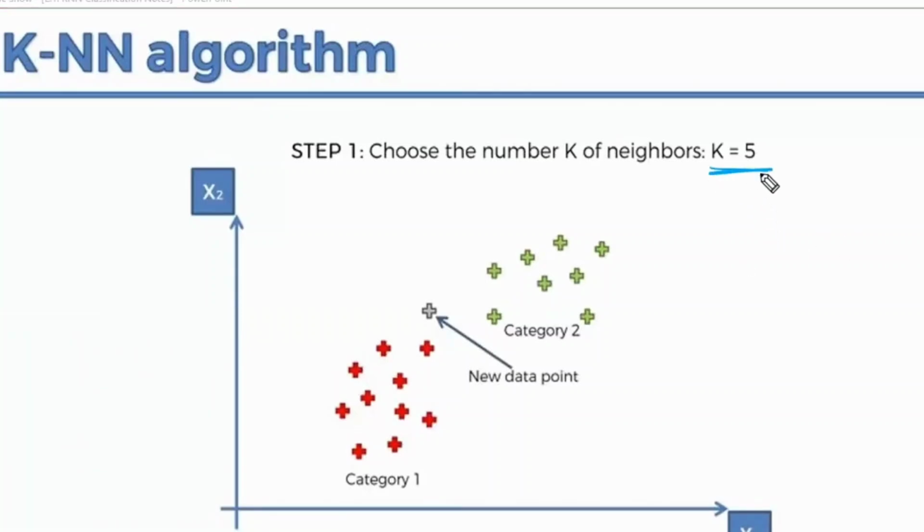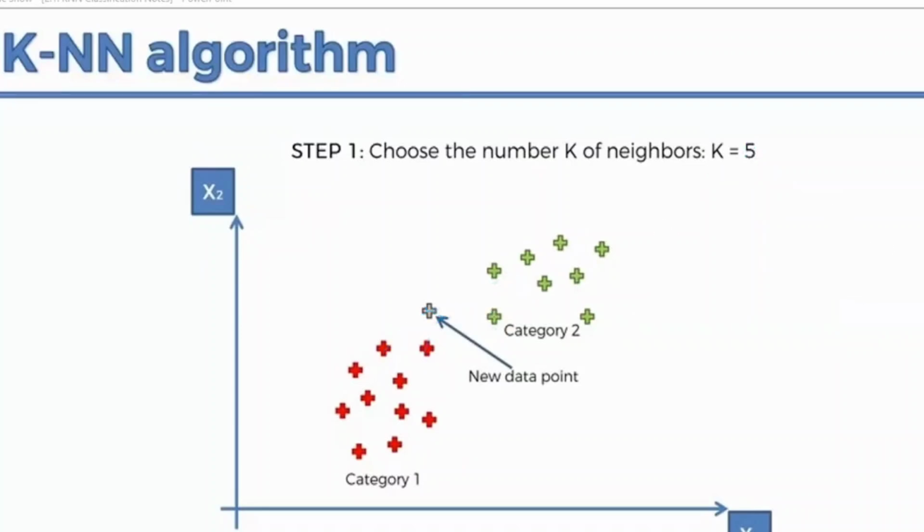Why odd number? Because if k is equal to 4 and the two categories have two each, both are the same, then it is going to be a problem. That is the reason generally k will be an odd number. No sir, k is equal to 4. Then what happens? It is going to check the sum of the distances of these two and the sum of the distances of these two, and whichever distance is lower, that one it is going to identify.